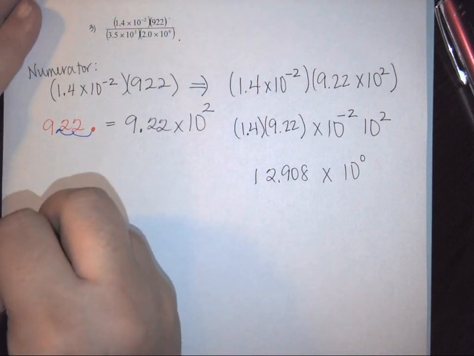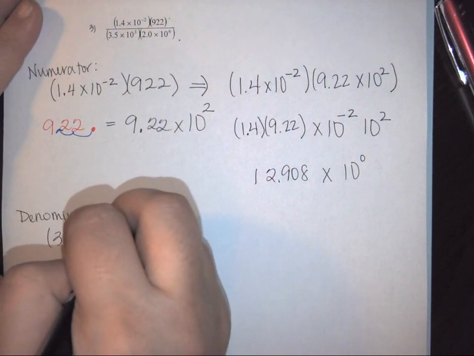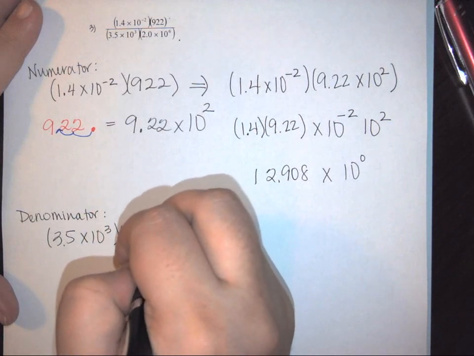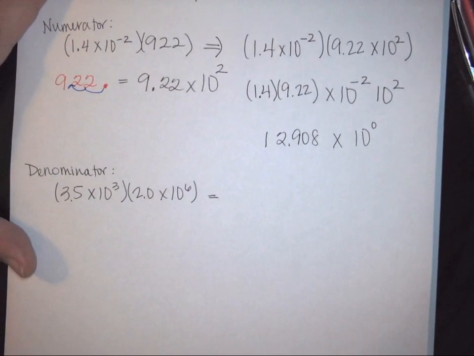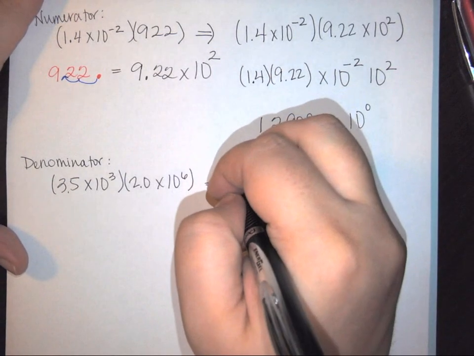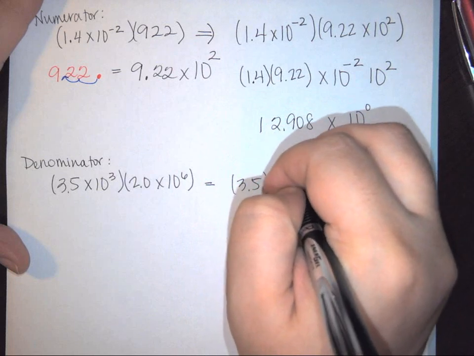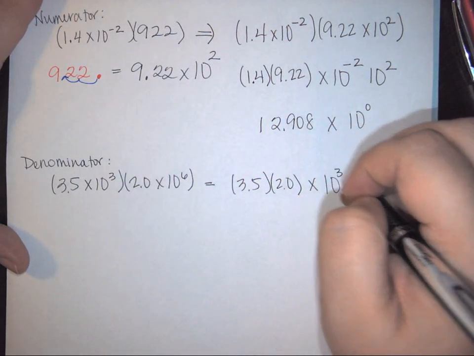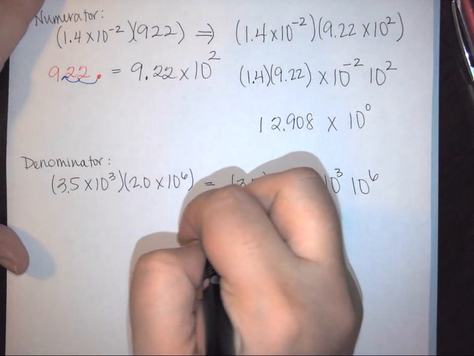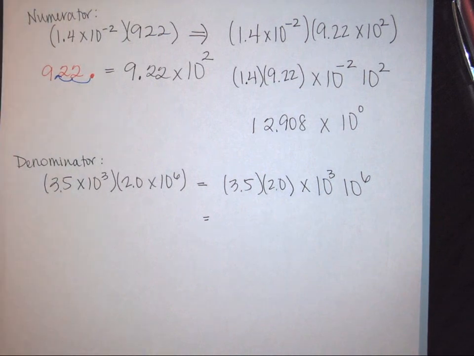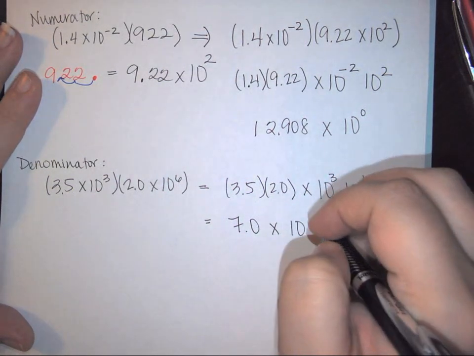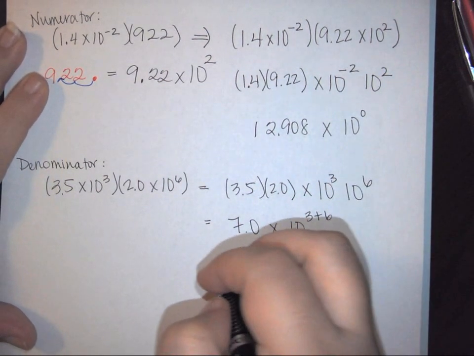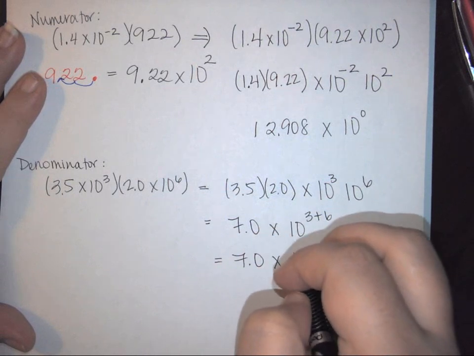So the denominator, again, we've got 3.5 times 10 to the third times 2.0 times 10 to the 6th. Both of these are already in scientific notation, so we can skip right to combining. Combining says, first again do your numbers, so 3.5 times 2.0, and this is going to be times 10 to the third and 10 to the 6th. So 3.5 times 2 is going to give me 7. So this is 7.0 times 10 to the 3 plus 6. So this is 7.0 times 10 to the 9th.